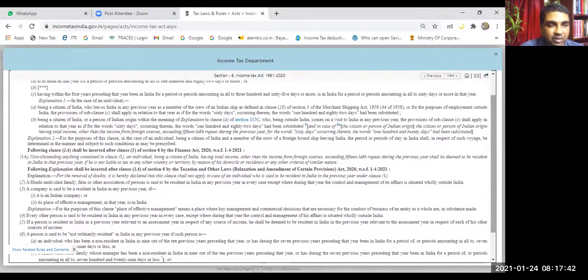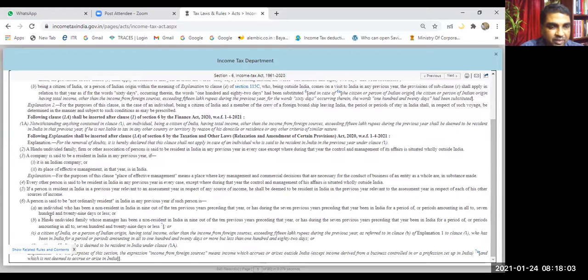Yes, sir. You see, here there is one more subsection, 1A. This is newly inserted, so this is applicable for assessment year 21-22. That's why it is relevant. Right, so you can see subsection 1A, then 2, 3, 4, 5, 6.